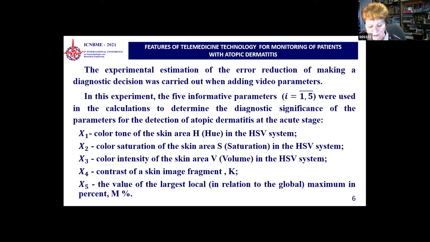These informative parameters are displayed in ascending order of numbering. X1, color tone of the skin area in the HSV system. X2, color saturation of the skin area in the HSV system. X3, color intensity.